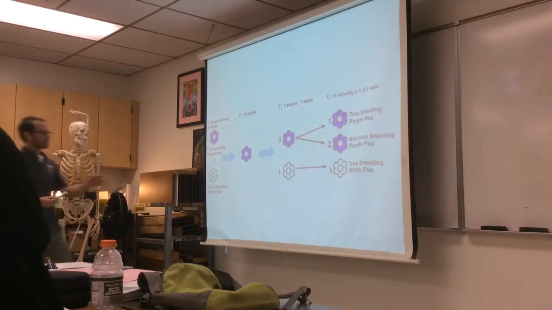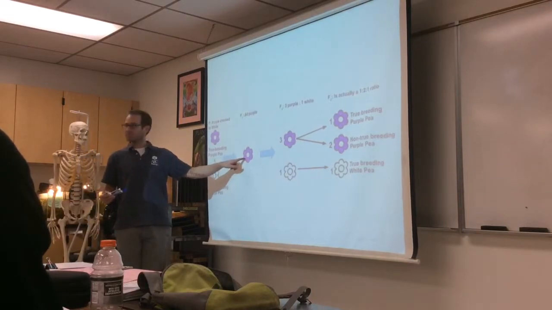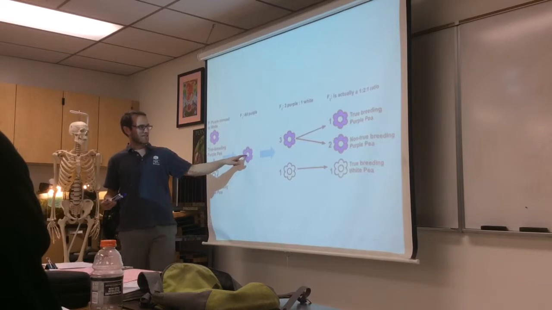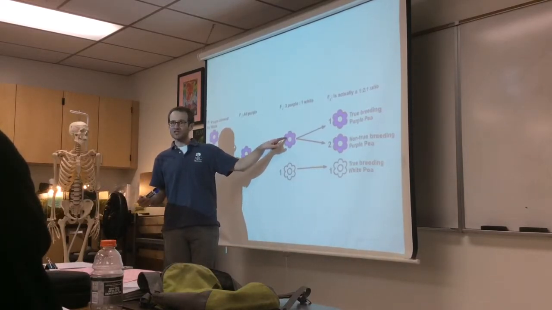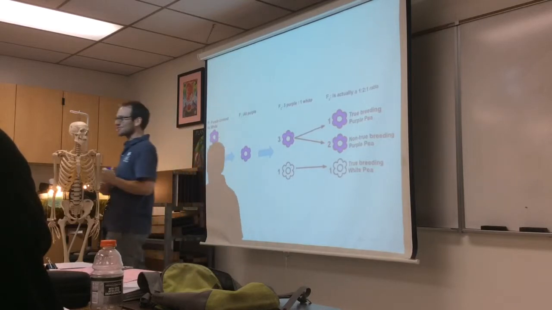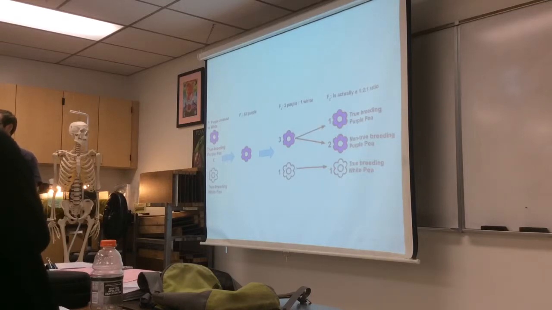So you've got your true breeding purple crossed to true breeding white, gives you all purple in the F1. All right. You cross these together, you get the F2, 3 parts purple to white. But when you test the purples, what you discover is that it's actually 1 part true breeding, 2 parts non-true breeding, and the whites are true breeding. What does this mean?